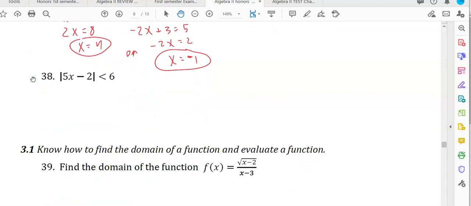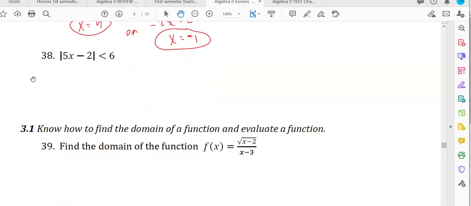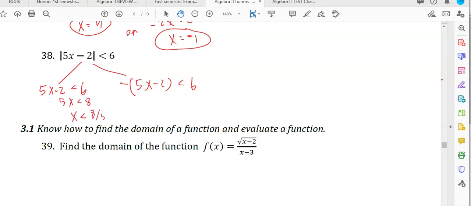Okay, this one's kind of a special thing with absolute value inequalities. So you want to isolate the absolute value, split it up like before. So we get the positive case, 5x minus 2 is less than 6. The negative case, 5x minus 2 is greater than -6. I like to put the negative there. If you put it on the right side, you're going to have to flip the direction of the sign is the rule there. 5x less than 8. So x less than 8/5.